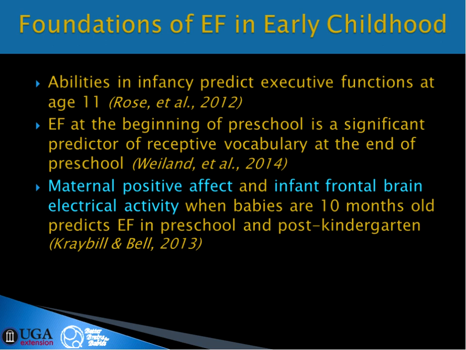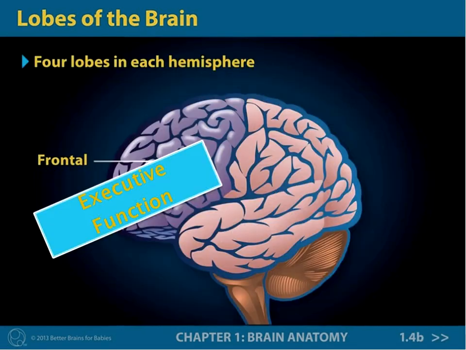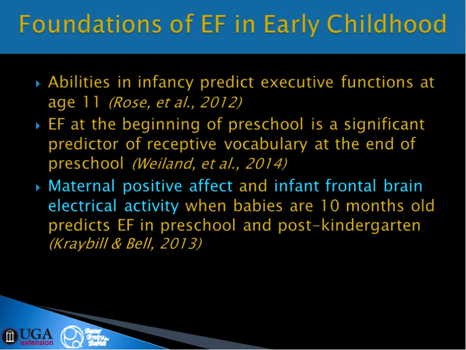This third one is important because it shows us that not only babies, but also mothers affect how executive function develops. And in this particular study, what we know from measures of 10-month-old babies is that the electrical activity in the frontal lobe of their brain, the frontal lobe we looked at a minute ago in this slide, the cerebral cortex, the frontal lobe here where executive function is controlled, is a predictor of executive function both in preschool and at the end of kindergarten.